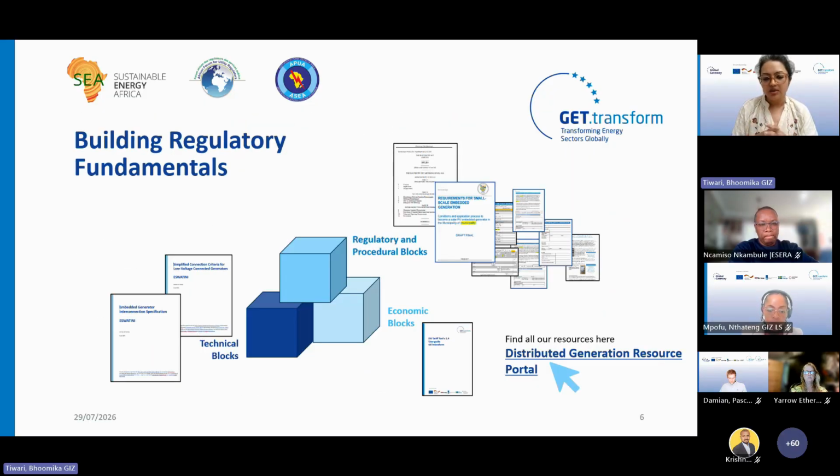As you see here, I mentioned the regulatory fundamentals, so we are working with several of these, targeting the regulatory and procedural aspect, the economic or tariff aspect, and the technical aspects. We have several resource materials, which you can find at the link on this slide, and it will be shared with you so you can access it quite easily. We have training material and templates for various of these different topics.